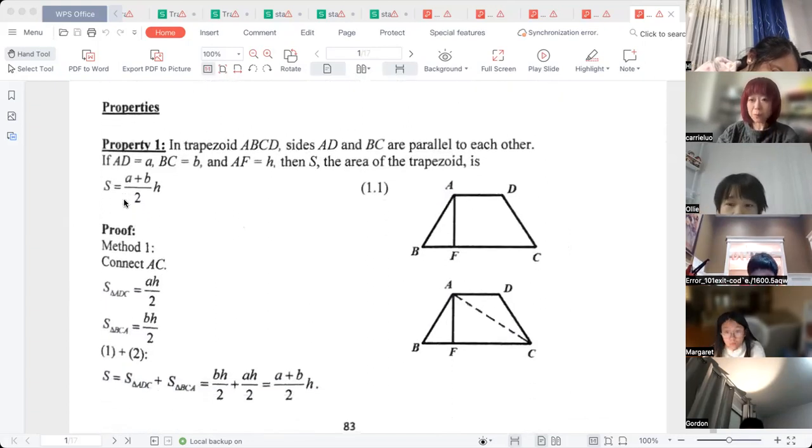So let's take a look at the properties, okay? We have property 1: in the trapezoid ABCD, sides AD and BC are parallel to each other. If AD equals A and BC equals B and AF equals H.